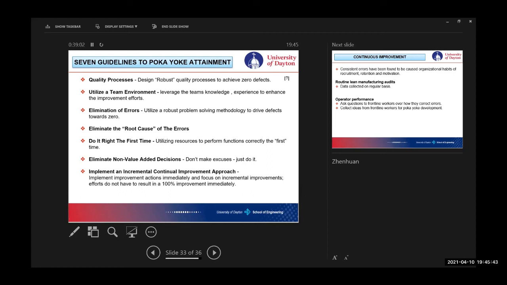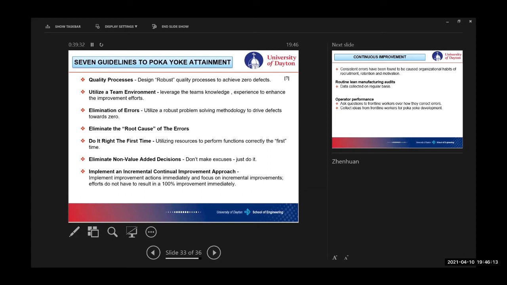Do it right the first time. Time is wasted when something needs to undergo the same process more than once. Doing it right the first time allows for this to not happen. Eliminate non-value added decisions. Learn how to do a process and make clear cutoffs to know if something was done correctly or incorrectly. Implement an incremental continual improvement approach.